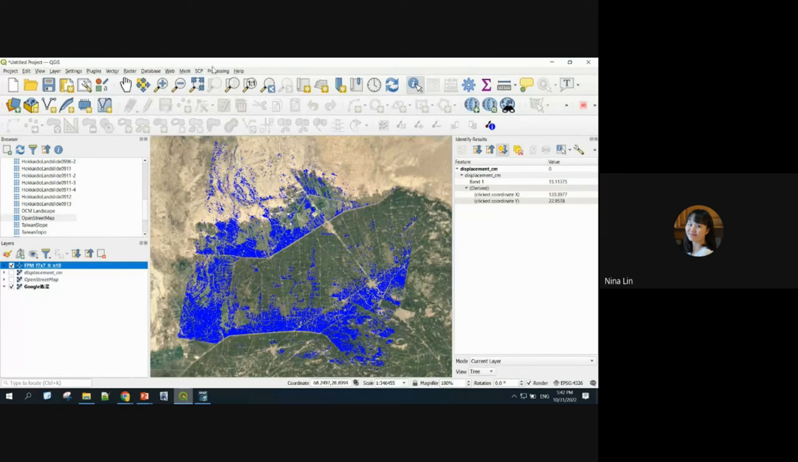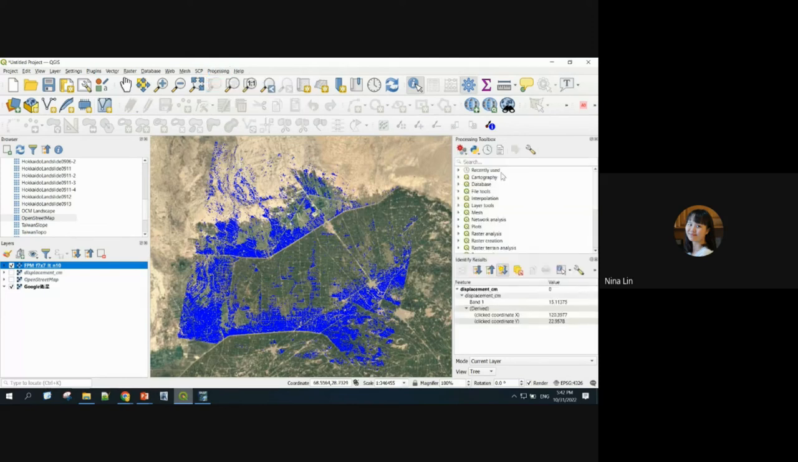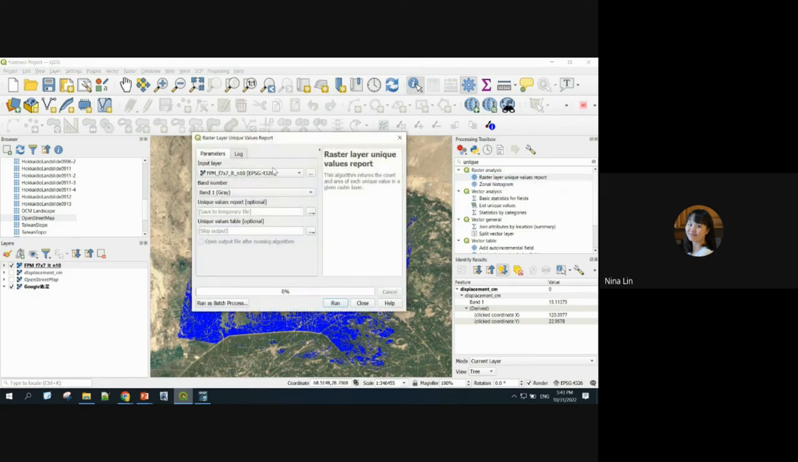So now to do so, let's go to processing, and go to toolbox. Now you have this toolbox. And then in the toolbox, you just search for unique. In the raster analysis, there is a raster layer unique values report. It's very easy, because remember, in this raster file, since it's a flood proxy map, we only have zeros and ones. So double click, choose this FPM file, choose band one. And you don't need to save anything because by default, everything will be saved in memory, so it's not going to really occupy your disk space. So run.